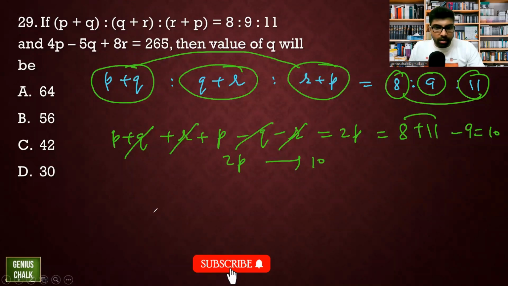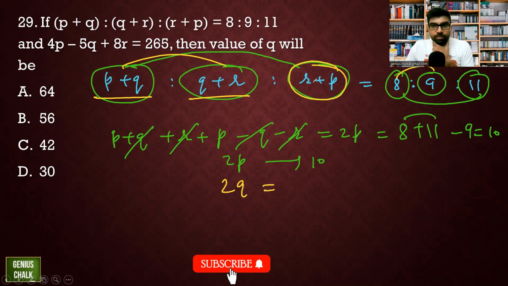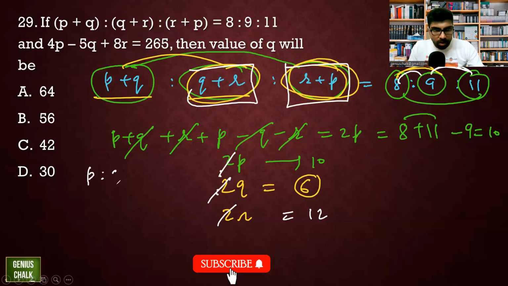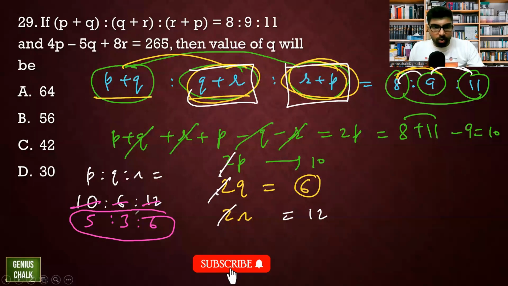Similarly, if you want to find the value of Q, Q is available here and here. So add these two equations, subtract this. So for Q, it will be 2Q again, and it is 8 plus 9, 17 minus 11, that is 6. Similarly R is available here and here. So add these two, 11 plus 9, 20 minus 8, 12. So I have got the ratio of 2P, 2Q, 2R, where 2 is getting cancelled. So P is to Q is to R is 10 is to 6 is to 12, which I can further write after cancelling as 5 is to 3 is to 6.